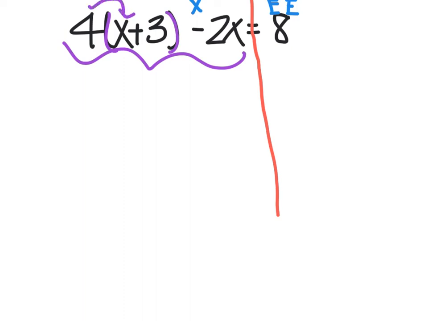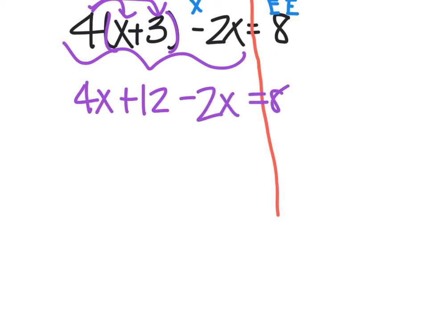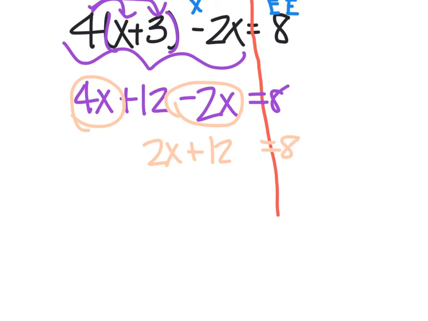So we're going to distribute the 4 in. 4 times x is 4x. 4 times 3 is 12. So I have 4x plus 12 minus 2x equals 8. I can combine my 4x and my minus 2x together because they both have x's with them. And when I do that, I'm going to end up with 2x plus 12 equals 8. And now I can solve.